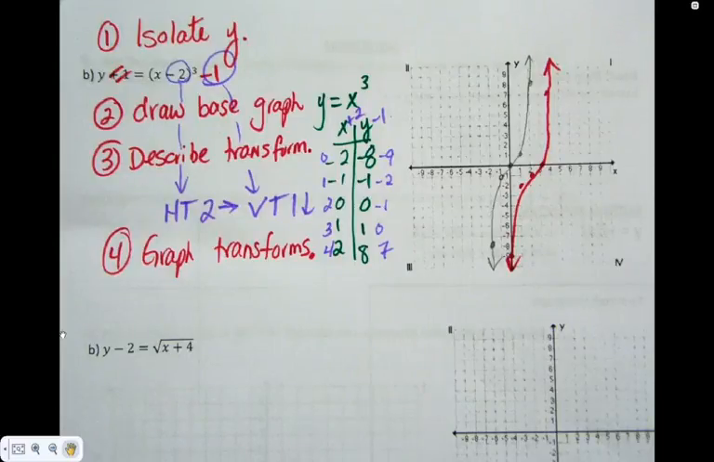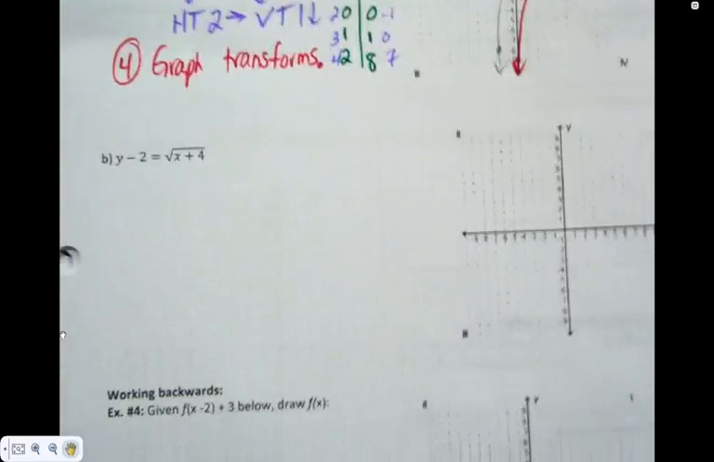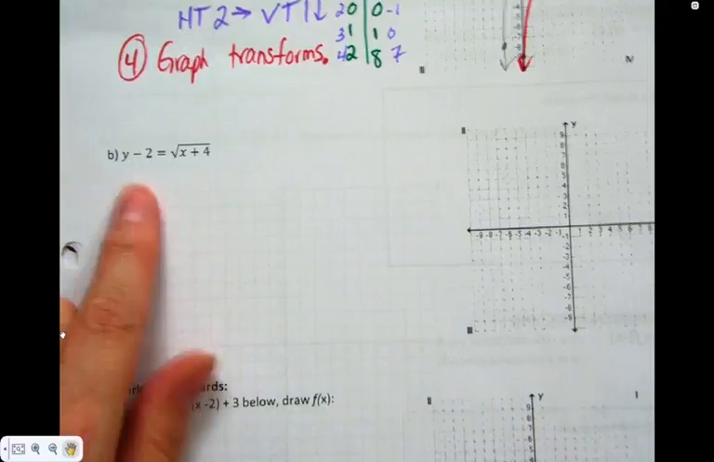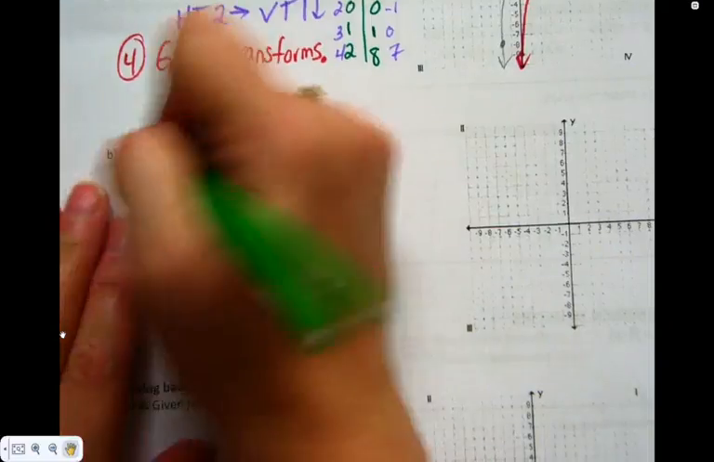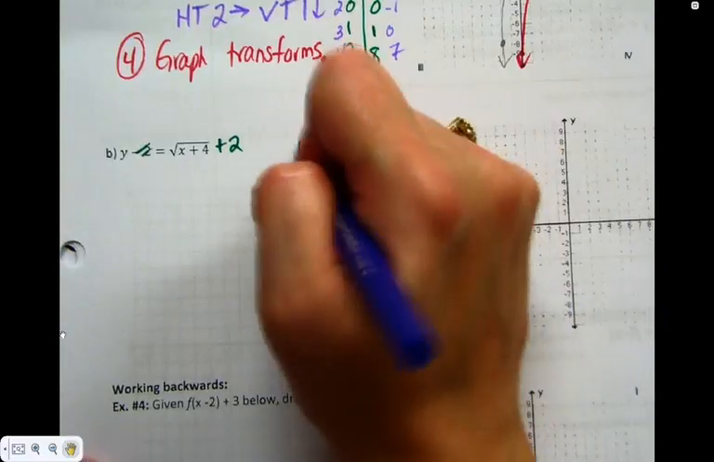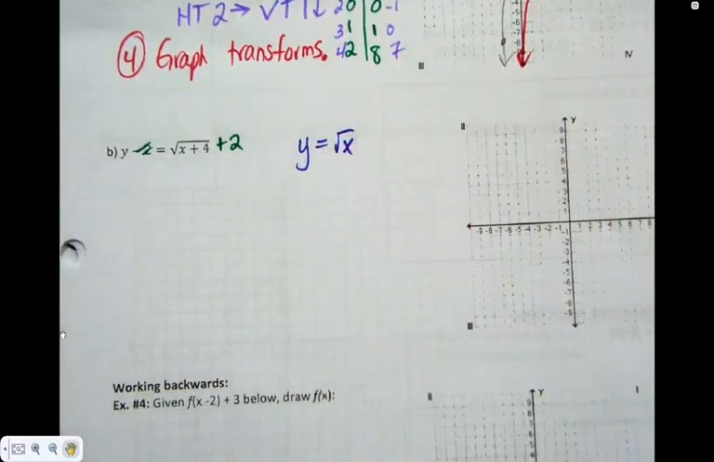Good. So we did an absolute value, we did a cubic, now we're going to look at the square root. Steps aren't going to change just because it's a different function. What is always step number 1? Isolate y. So what do I need to do with this -2? Add it to the other side. Strip away the numbers. The base graph is going to be y equals the square root of x.